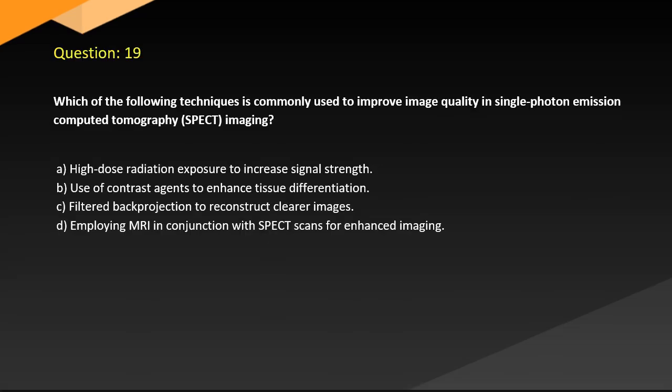Question 19. Which of the following techniques is commonly used to improve image quality in single-photon emission computed tomography (SPECT) imaging? A. High-dose radiation exposure to increase signal strength. B. Use of contrast agents to enhance tissue differentiation. C. Filter back projection to reconstruct clearer images. D. Employing MRI in conjunction with SPECT scans for enhanced imaging.